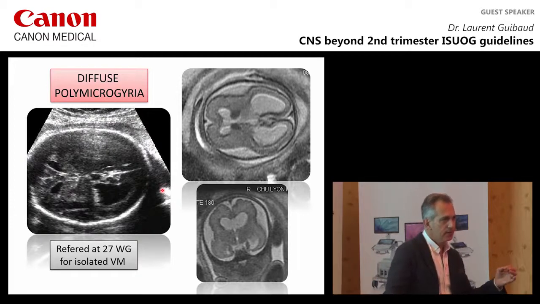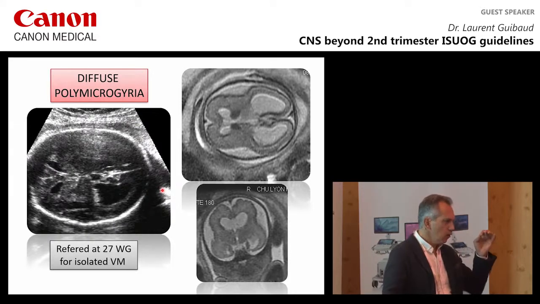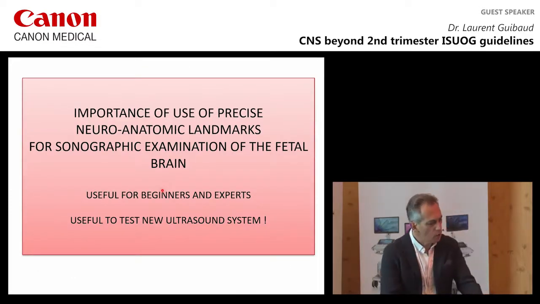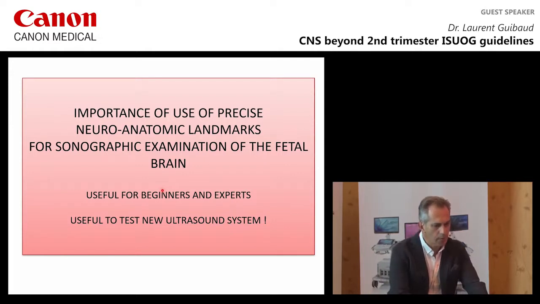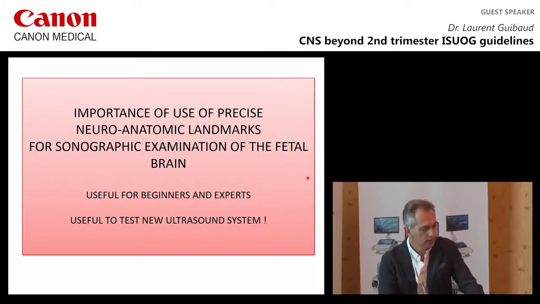So you see the interest of the Sylvian fissure. Don't look at the Sylvian fissure in all planes. Do it in one plane, but you know how to do it. And to conclude, I showed you the importance of using precise neuroanatomic landmarks for sonographic examination of the fetal brain. It's useful for beginners, but also for experts. And it's useful also to test a new ultrasound system because you know what you want to see. If you want to see the Sylvian fissure, you can test your machine with the Sylvian fissure or with the margins of the ventriculomegaly. So for me, it's really important in daily life.